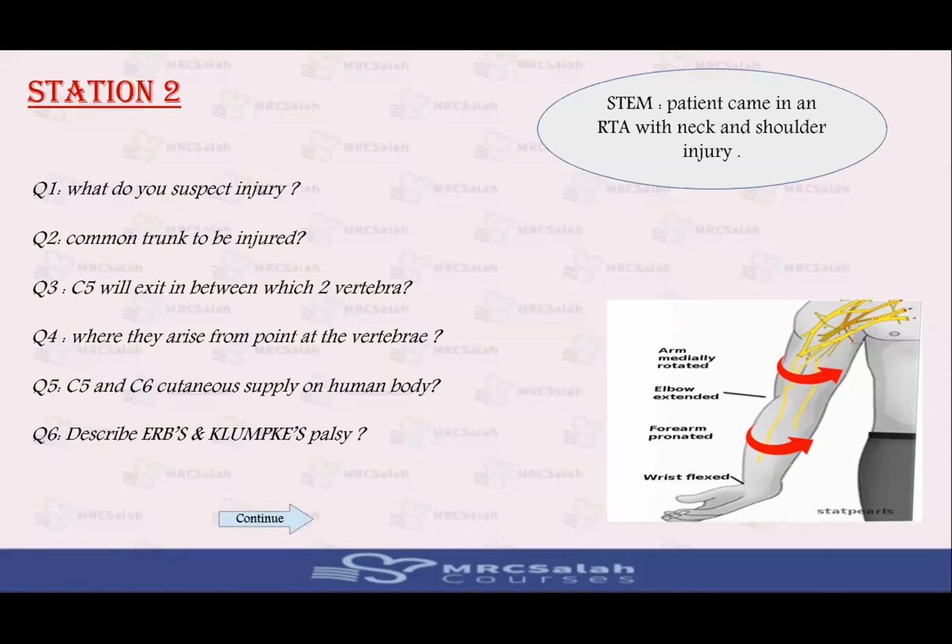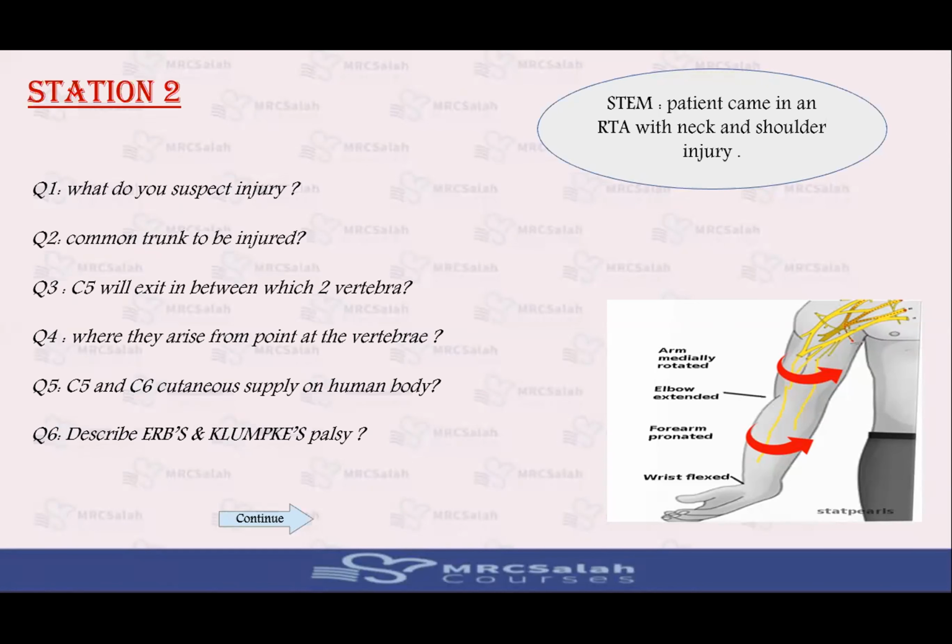First question about Erb's and Klumpke's palsy. Demonstrate in yourself. Do you know how to do this movement? Because in the update of this station, everything about Erb's and Klumpke's is asked. So first, which roots will be affected? As you know, Erb's is upper, so C5, C6. Klumpke's is lower, so C8, T1.